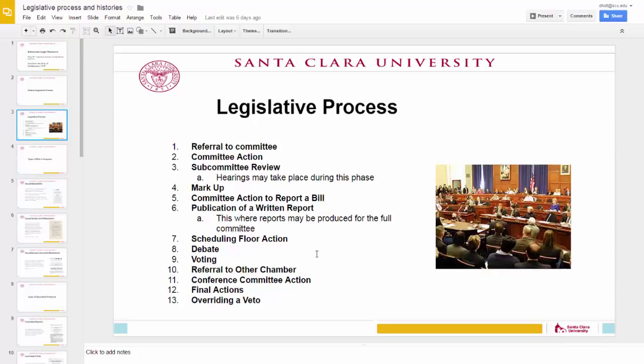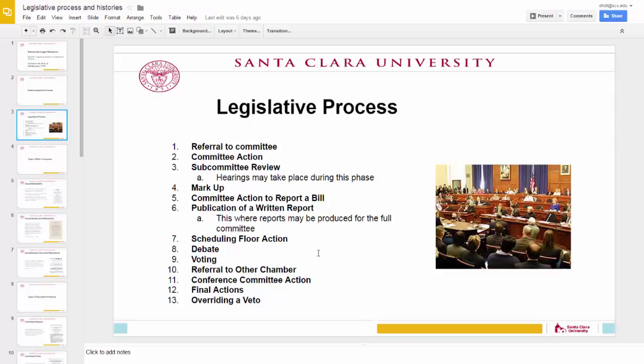If it passes via a floor vote at the legislative chamber, then it is referred to the other chamber. The federal government, of course, is bicameral, as are all of the state legislatures, with the exception of Nebraska. The process then begins in the other chamber. If there are differences in the bill that has been passed from both chambers, a conference committee will be convened to work out any differences. Final actions will be working out those differences, referring the final bill to both chambers for passage again.